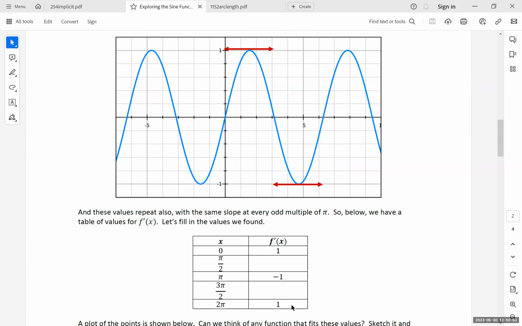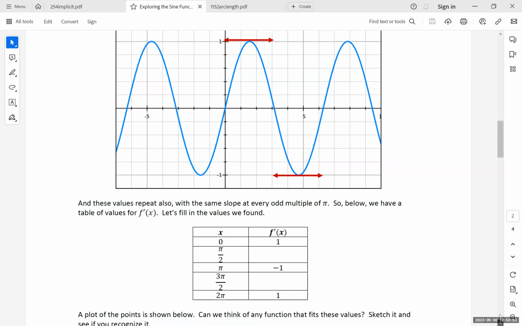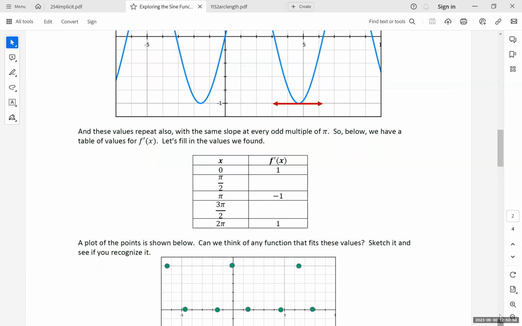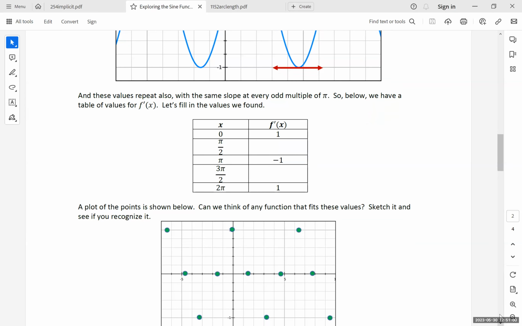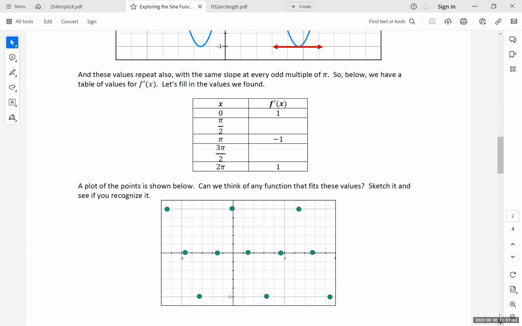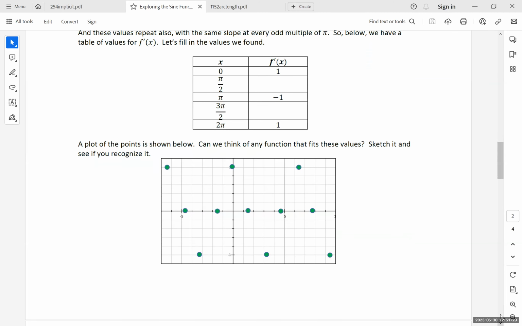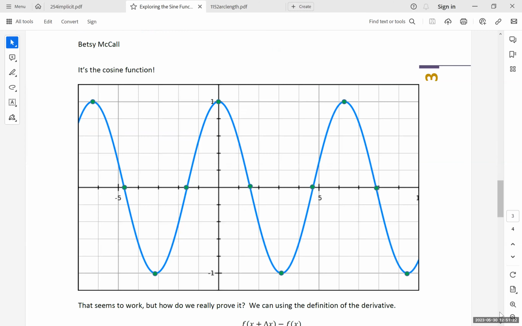And then what if we plot these points? What does the graph look like if we plot these points? Well, this is what our graph looks like. Again, these are just the points plotted. And if we follow them in succession, like so, we can fill in the values of the curve. And what we get is a cosine function.